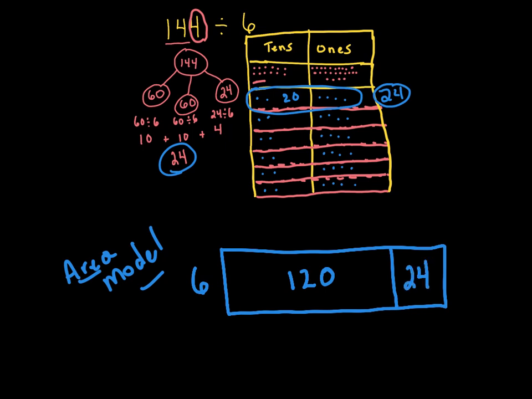So now we can divide. 6 goes into 120. 6 goes into 12 2 times with a 0. 6 goes into 24 4 times. If you add these up, we get 24. Check this out. We have 3 different ways of dividing a 3-digit number. Pretty impressive.